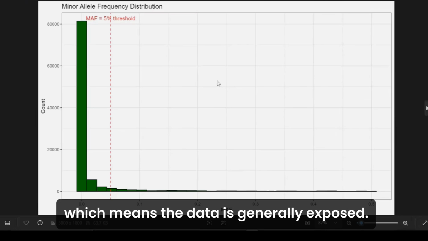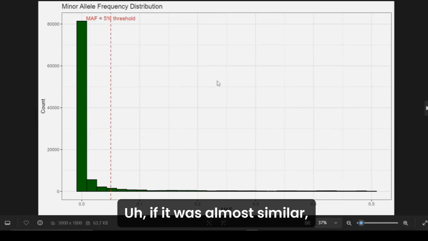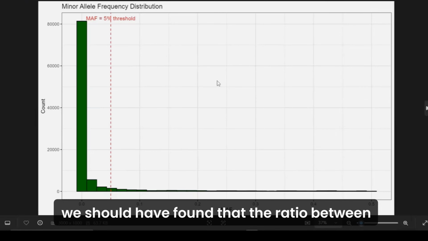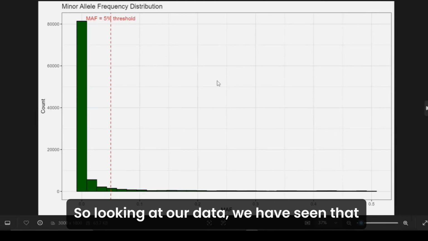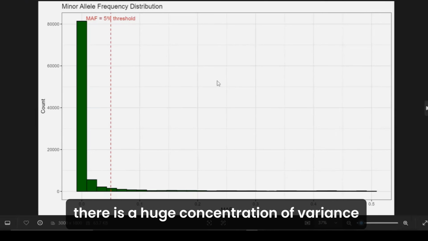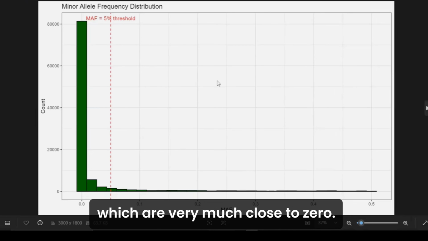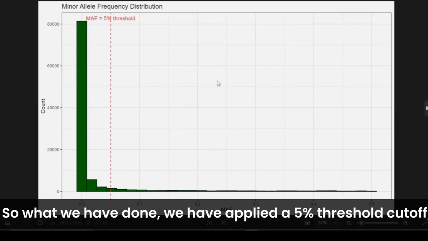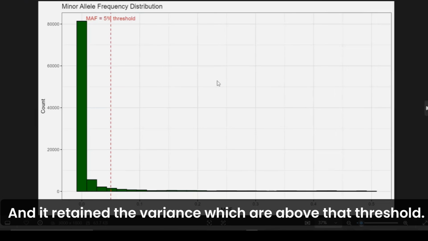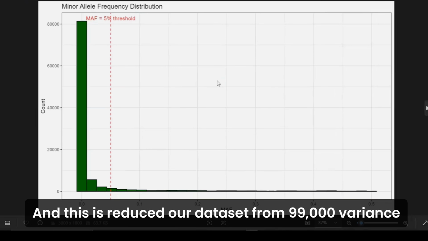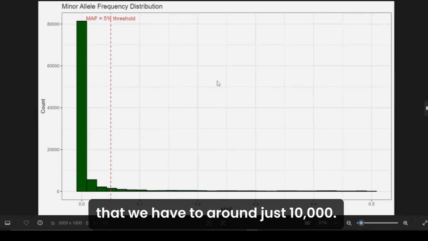When the MAF distribution is closer to 0, it means that there is a very rare variant, which means the data is densely spaced, because if it was almost similar, the ratio between the alleles should be almost close. Looking at our data, there's a huge concentration of variants very close to 0. So we applied a 5% threshold cutoff, shown here by this straight line, and retained variants above that threshold. This reduced our dataset from 99,000 variants to around just 9,000.